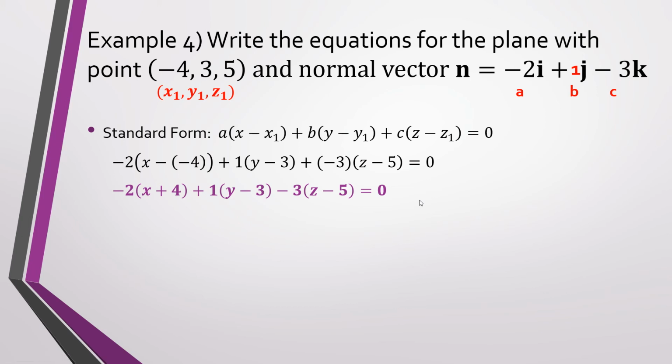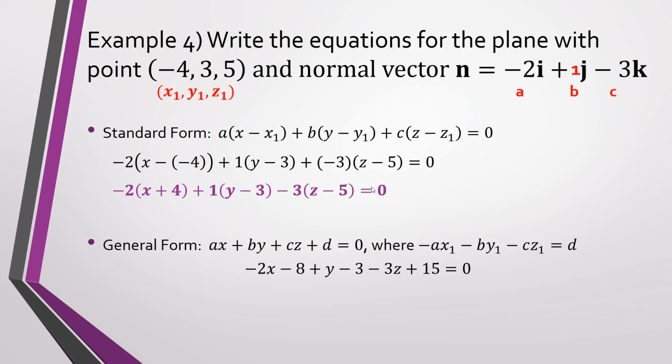To get our general form equation, all we're going to do is distribute each of these sets of parentheses and then combine our like terms. So negative 2 times the quantity x plus 4 gives us negative 2x minus 8. 1 times y minus 3 gives us y minus 3. Negative 3 times the quantity z minus 5 gives us negative 3z plus 15. Make sure you distribute. Negative 3 times negative 5 gives us positive 15.